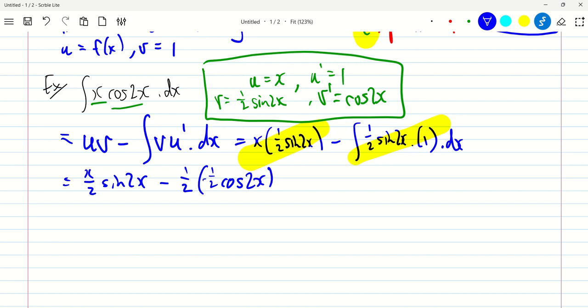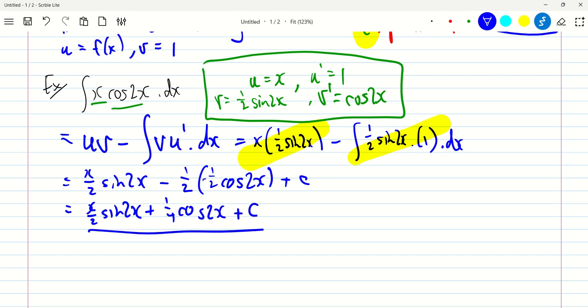Just double checking my work. Sine goes to negative cos, and we divide by 2. It's an integral, and because we've just done an integral, I'm going to put plus c right there. And then we're pretty much done, we just need to simplify it. So it's just going to be x over 2 sine 2x, plus one quarter cos 2x plus c, and that is my answer.